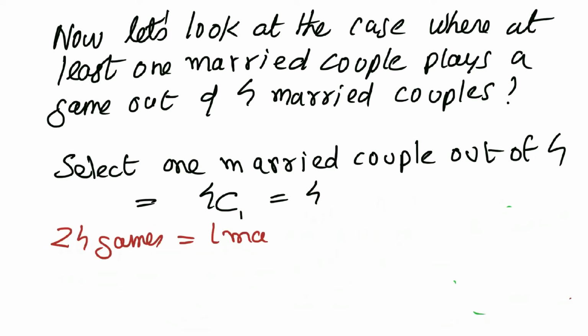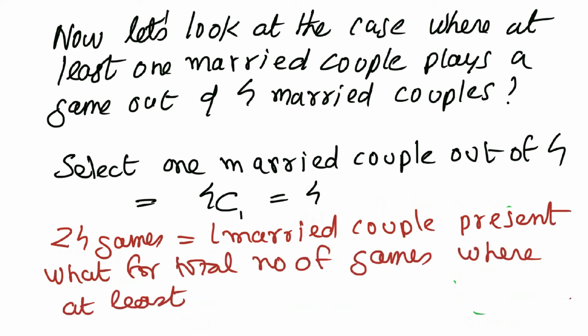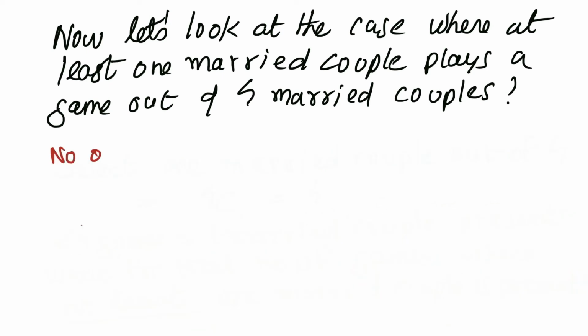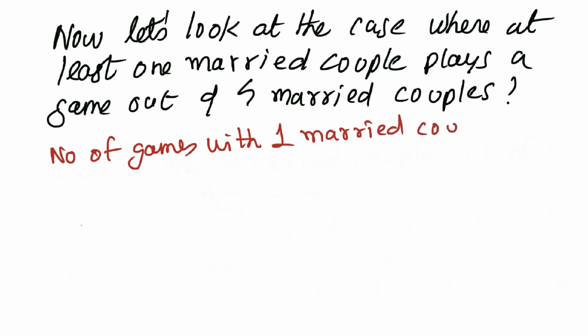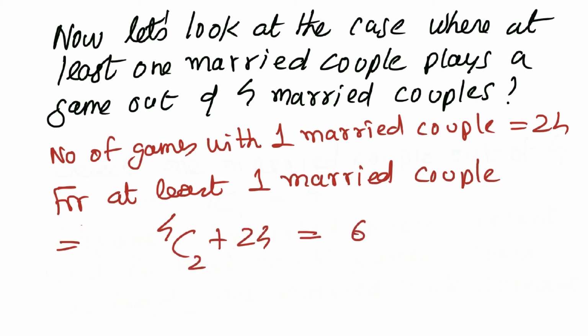Now what if we are looking at a game where there's at least one married couple? So 24 games means exactly one married couple is present. What if there's a chance of at least one married couple? That would be 24 plus 6, that is 30. So surely one married couple, that is 24 games. At least one married couple forming a team, that is 30 games.